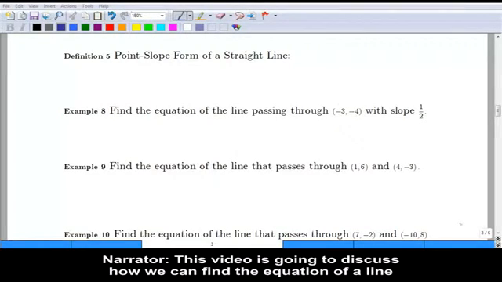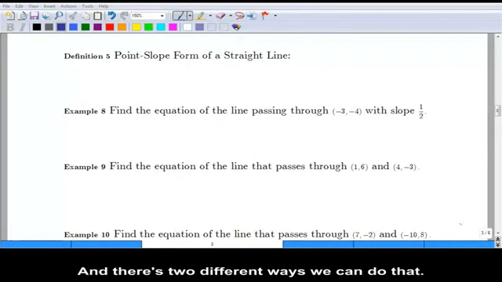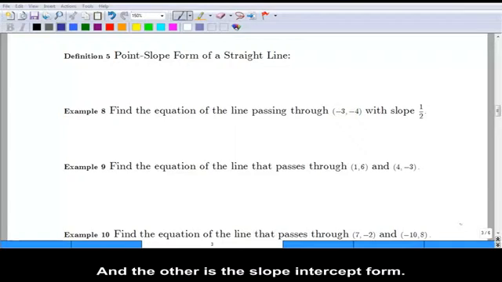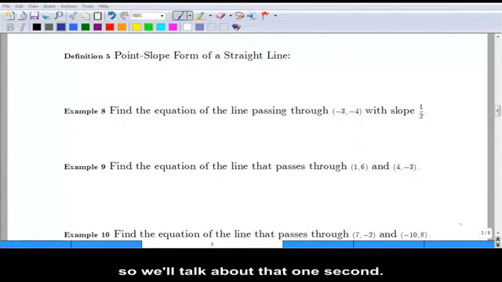This video is going to discuss how we can find the equation of a line with certain given information. And there's two different ways we can do that. One is called the point-slope form of a straight line, and the other is the slope-intercept form. Typically we leave our answers in slope-intercept form, so we'll talk about that one second.